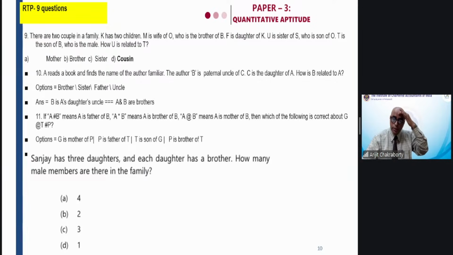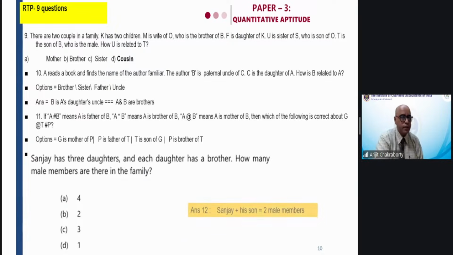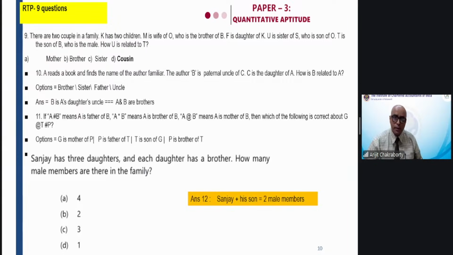Let us call the son S. So Sanjay has 3 daughters, and each daughter has a brother. If the 3 daughters are named D1, D2 and D3, and Sanjay has a son S, then S is the brother of each of D1, D2, D3. So if D1 is asked how many brothers you have, she will say 1. What is his name? S. If D3 is asked, madam, how many brothers do you have? She says one brother, S. So how many male members are there in the family? Sanjay and his son, only two male members. Okay, this is number 12 we have done.